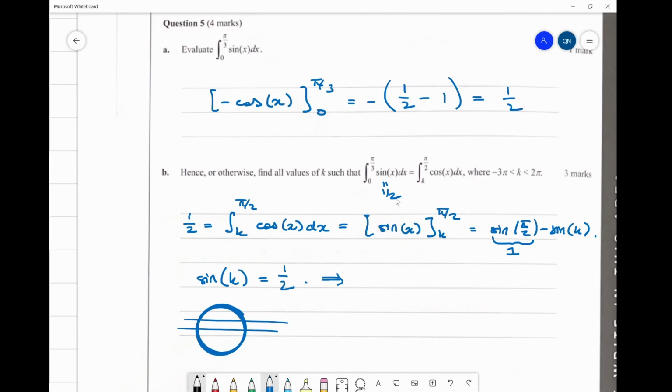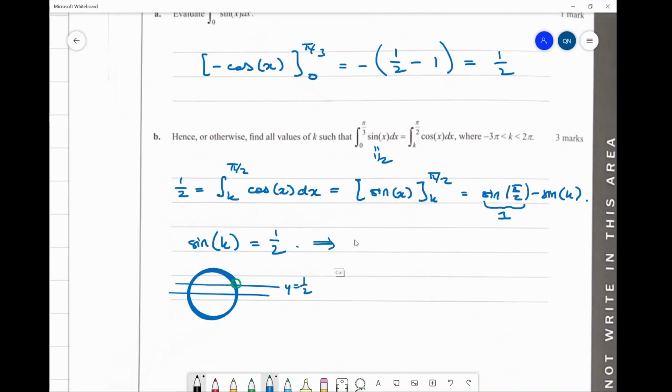Well, here's the line y equals 1/2. We could be at this position or this position. So what are the values of k? This position over here would be pi on 6, and we also got 5 pi on 6 as well. We're only allowed to go up to 2 pi, so that's all the solutions up to 2 pi.